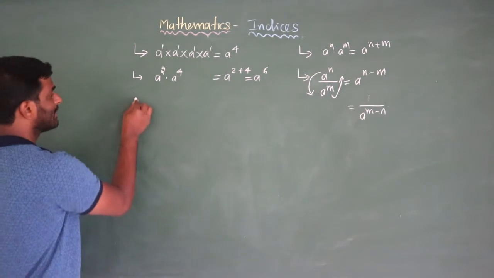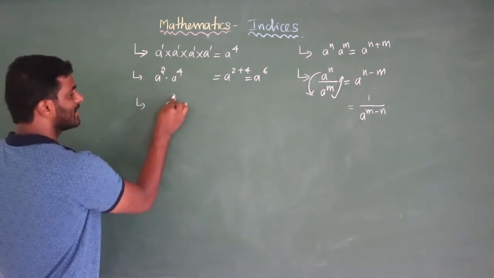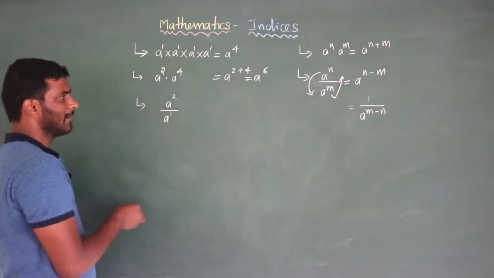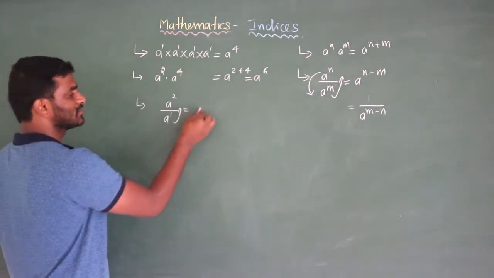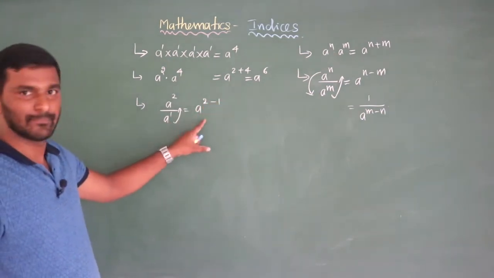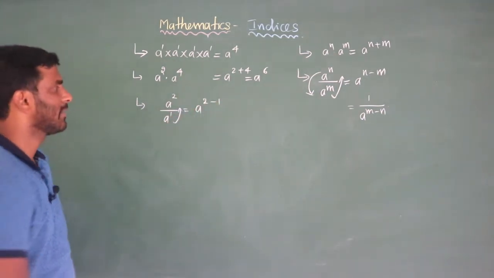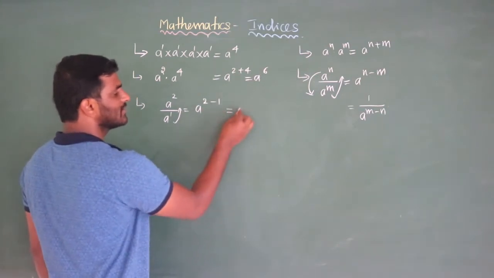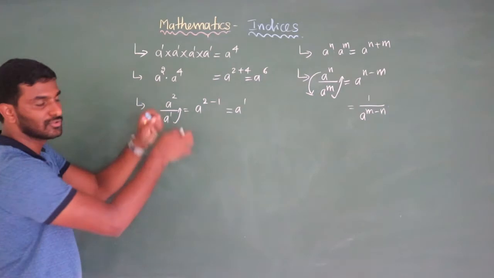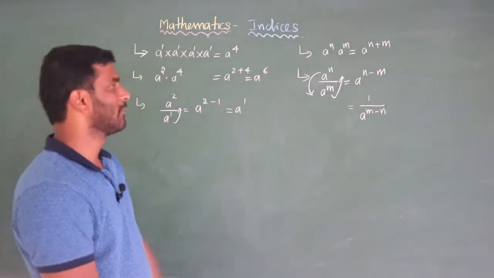Example: a square divided by a to the power of 1. That is nothing but a, so a to the power of 2 divided by a to the power of 1. If the base is the same, then we can take 2 minus 1. Hence, the answer is a to the power of 1. Otherwise, we can also take the numerator to the denominator.